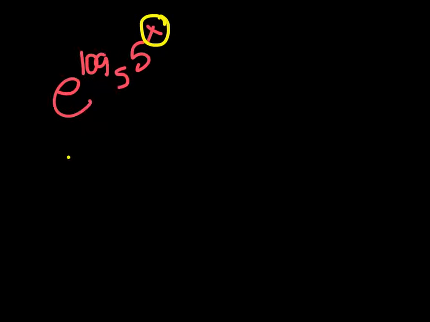Next one, e to the log base 5 of 5x. So for this part, as long as this base is the same, the answer to this is x. And then that gives me e to the x. And that doesn't simplify anymore, so that's your final answer.